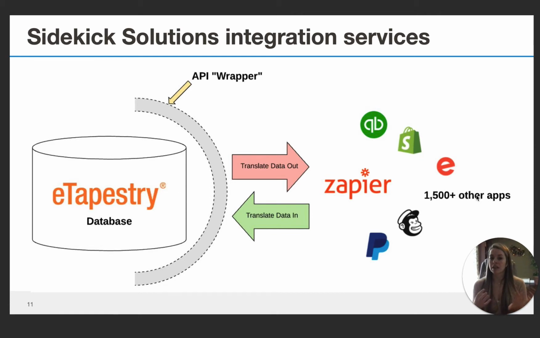So you can see how you could take eTapestry and then also have the quote unquote best in the business for other software applications and integrate them together instead of trying to find an all-in-one solution, which doesn't typically exist.